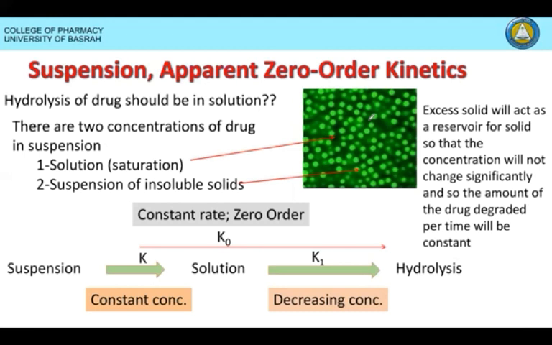Some functional groups subject to hydrolysis. The drug type is ester. The examples are aspirin, dexamethasone sodium phosphate, and nitroglycerin. The second is lactones. The examples are pilocarpine and spironolactone. The third type is amides. The examples are procainamide and chloramphenicol. And the fourth is lactams. The examples are penicillins and cephalosporins.